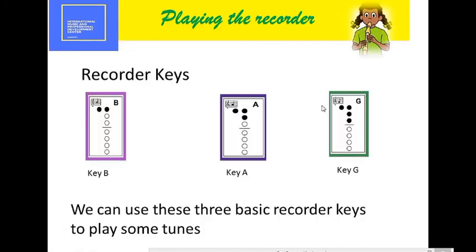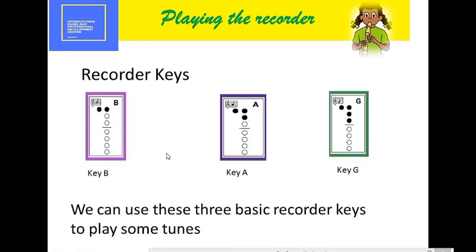So now, the recorder keys. Alright, so we're going to start with the first three keys. Key B, A, and G. Now with these three keys, we can play some simple melodies.